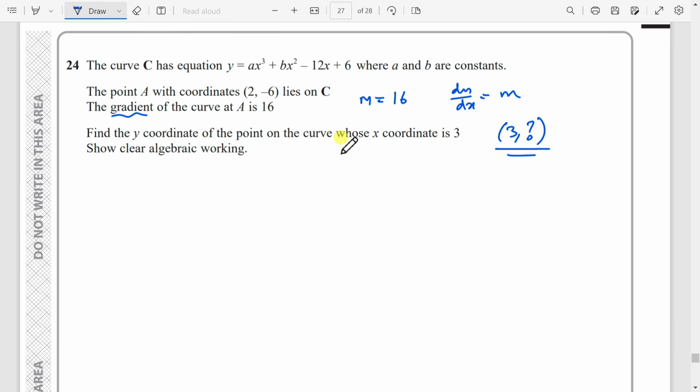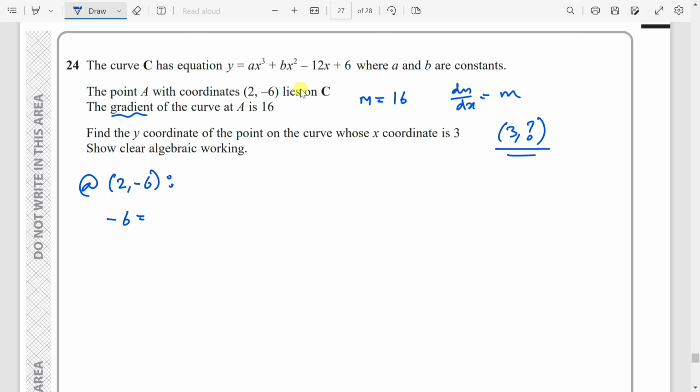Now, let's do one step at a time. So first line, point A with coordinates 2, minus 6. Let's plug in x value of 2 and y value minus 6. So we could say at 2, minus 6, we should have minus 6 equals, so a times 2 cubed.